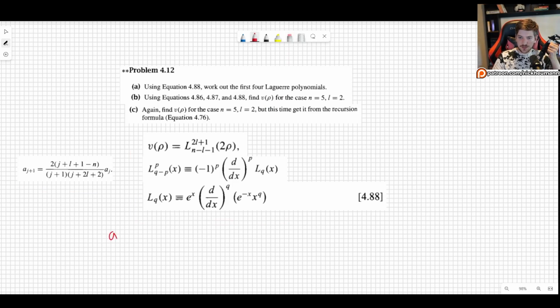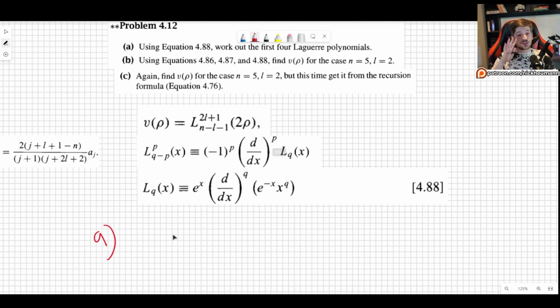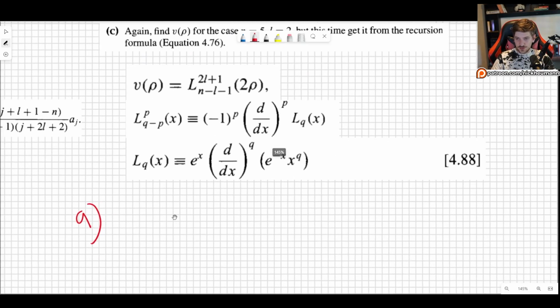Now, let's begin with part A. Let's begin to learn how to work with Laguerre polynomials just a little bit. So we want to work out the first four. So first four, there we go. So the first one, of course, is L0. So L0, I'm going to be looking at this formula right there.